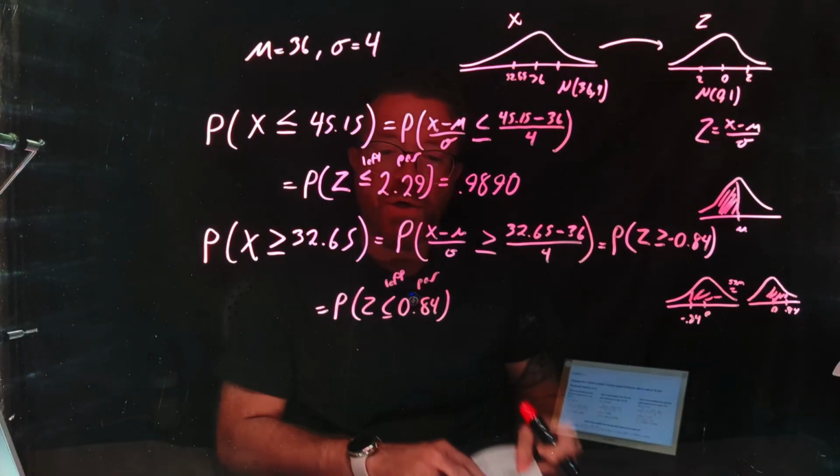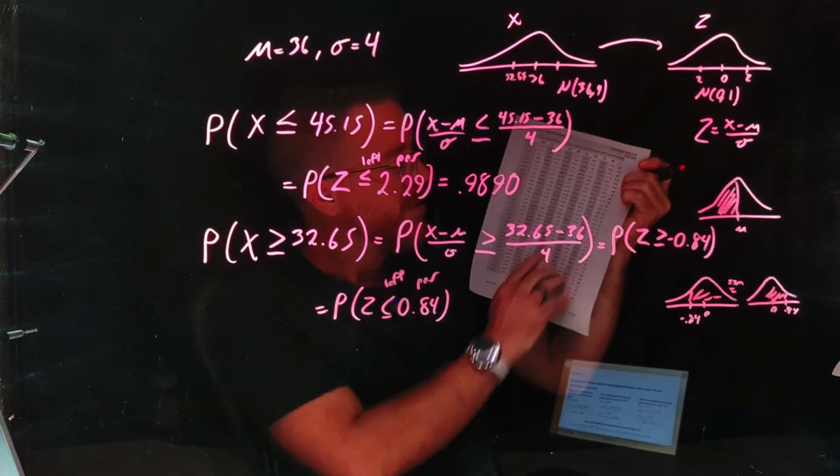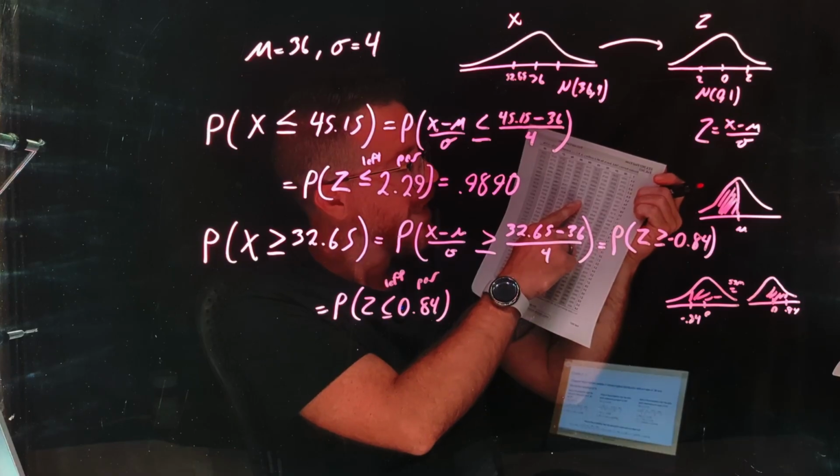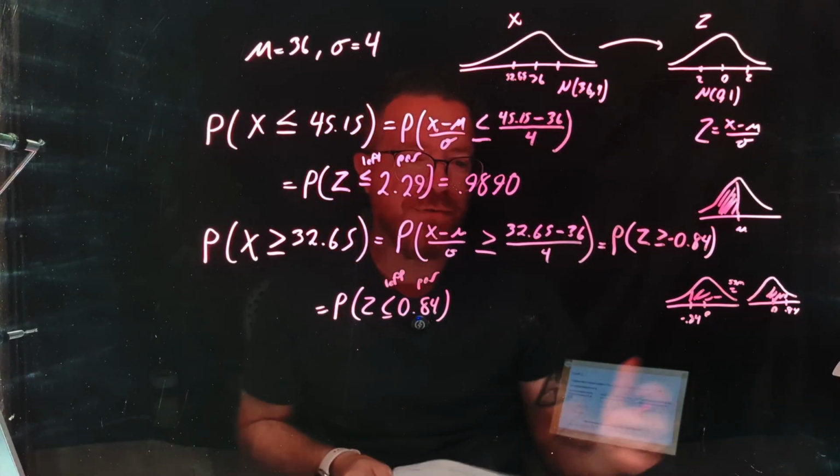So doing that, we're going to go to our table. You're going to go down to 0.8. You're going to go over to 0.04, and we're going to get 0.7995.